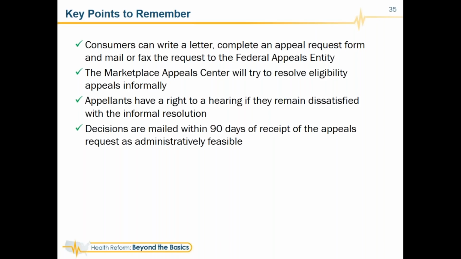The first step is the Marketplace Appeals Center is going to try to resolve eligibility informally with a telephone conversation. If a consumer is dissatisfied, they can request a formal hearing with a hearing officer. And then decisions are usually mailed within 90 days of receipt or as administratively feasible.